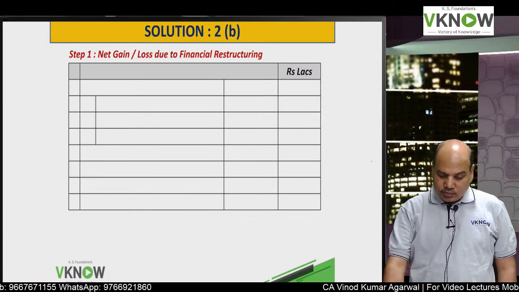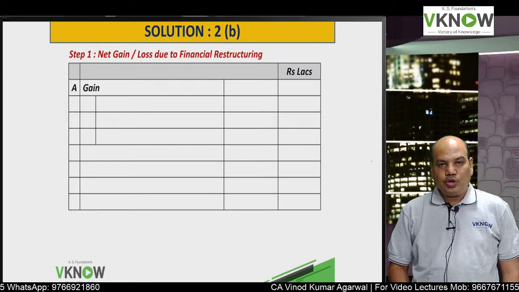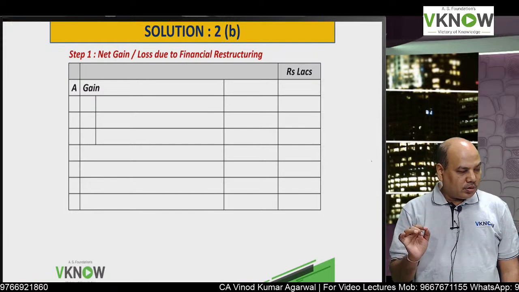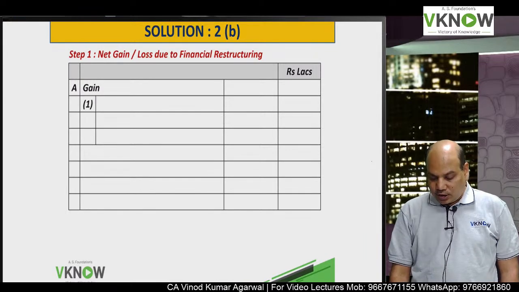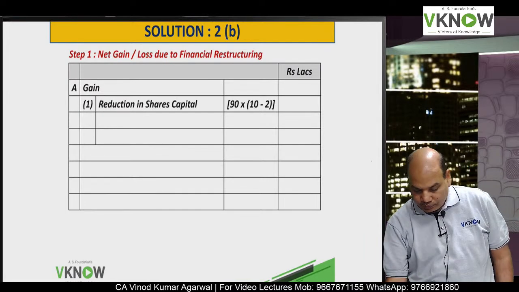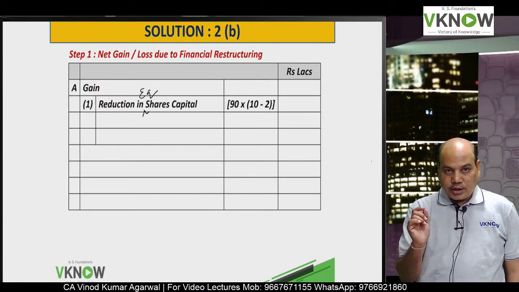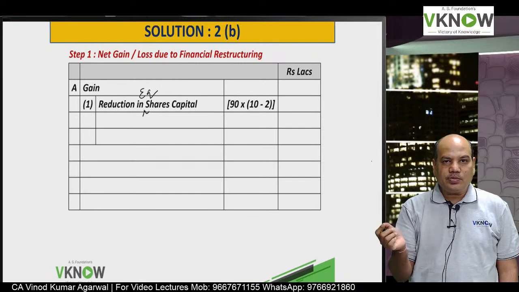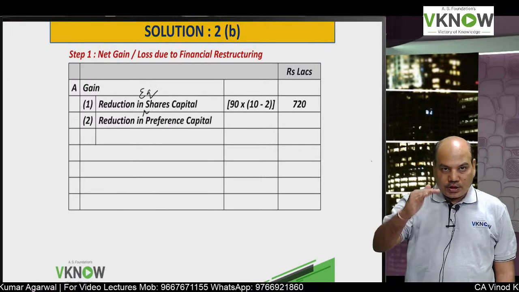So write down net gain or loss. Who are going to contribute in this scheme of restructuring? Equity shareholder, preference shareholder, trade payable. So that is a gain to the company. First gain, write down reduction in equity share capital. 90 lakh share into 8 rupees. Share of 10 has become share of 2. 8 rupees is the gain, and that is 720, the reduction in equity share capital.